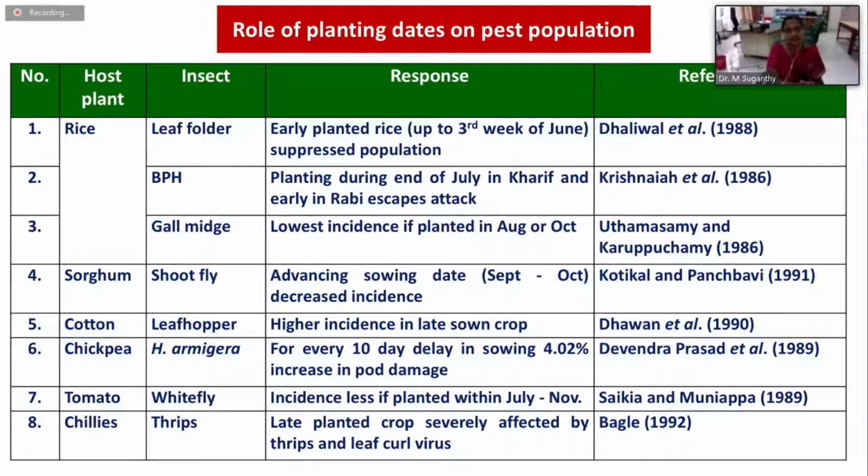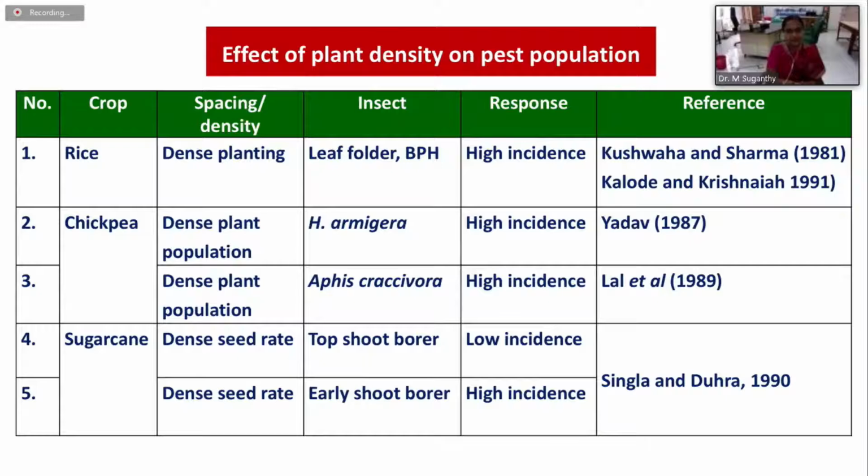Then regarding plant density, I have already discussed this. Usually, high density planting leads to high incidence, mainly because under high density planting, the microclimate favors the outbreak of pests. But in the case of sugarcane, for the management of top shoot borer, we go for dense seed rate. And in sorghum shoot fly management also, we go for a higher seed rate and we thin the population at 1 month after planting.